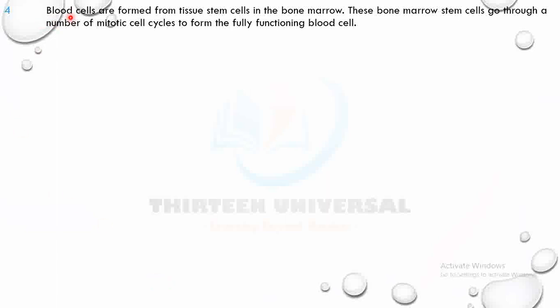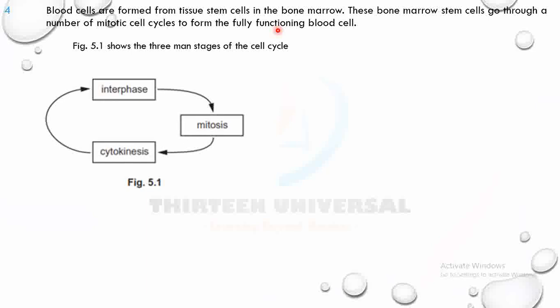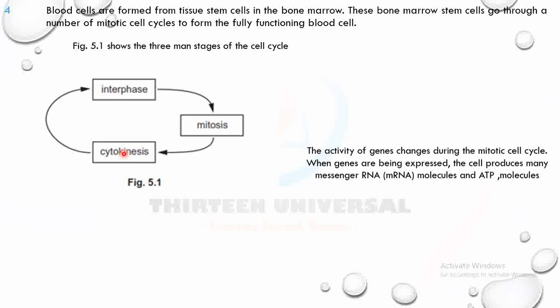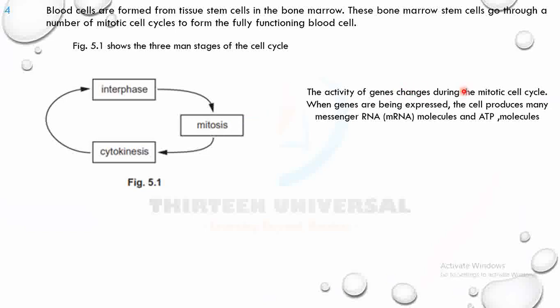Alright, so blood cells are formed from tissue stem cells in the bone marrow. These bone marrow stem cells go through a number of mitotic cell cycles to form fully functioning cells. Fig 5.1 shows the 3 stages of the cell cycle. See the interphase, mitosis, cytokinesis. It says the activity of genes changes during the mitotic cell cycle. When genes are being expressed, the cell produces many messenger RNA molecules and ATP molecules. So explain what is meant by gene.